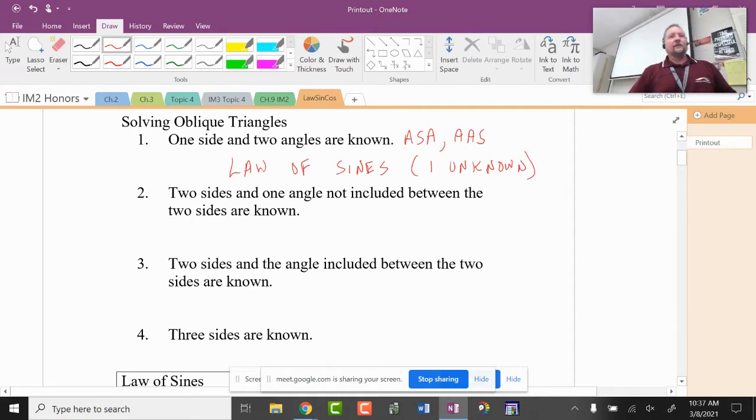And you'll see that. We'll see that in the first example officially today. And then what about two sides and one angle not included between the two sides are known?